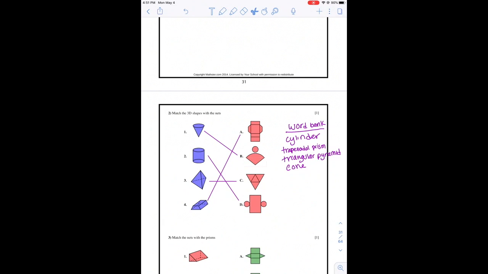Okay, so the cone is this one. It looks just like an ice cream cone. That's what a cone is. The cylinder is this one. The trapezoidal prism is this one. And the triangular pyramid is this one. Now I'm going to look at each of those more specifically.